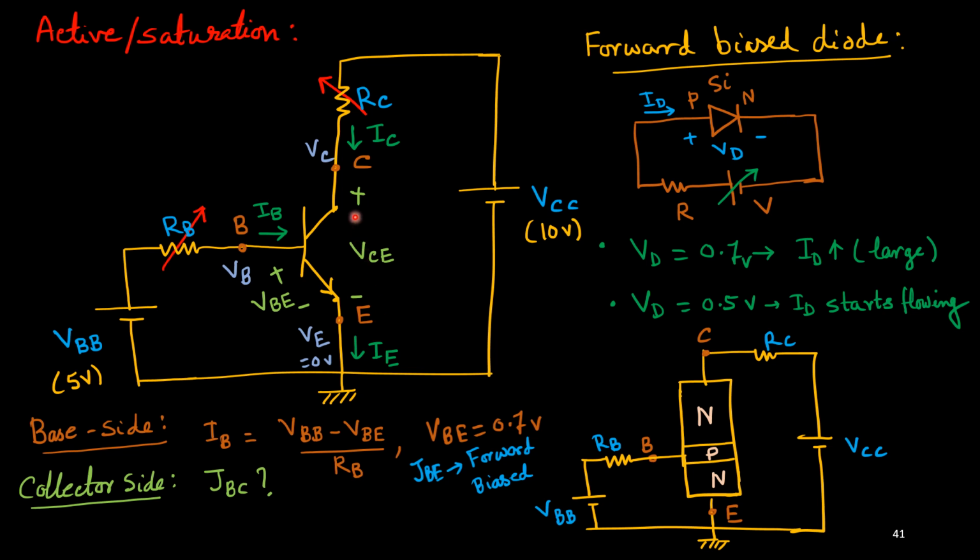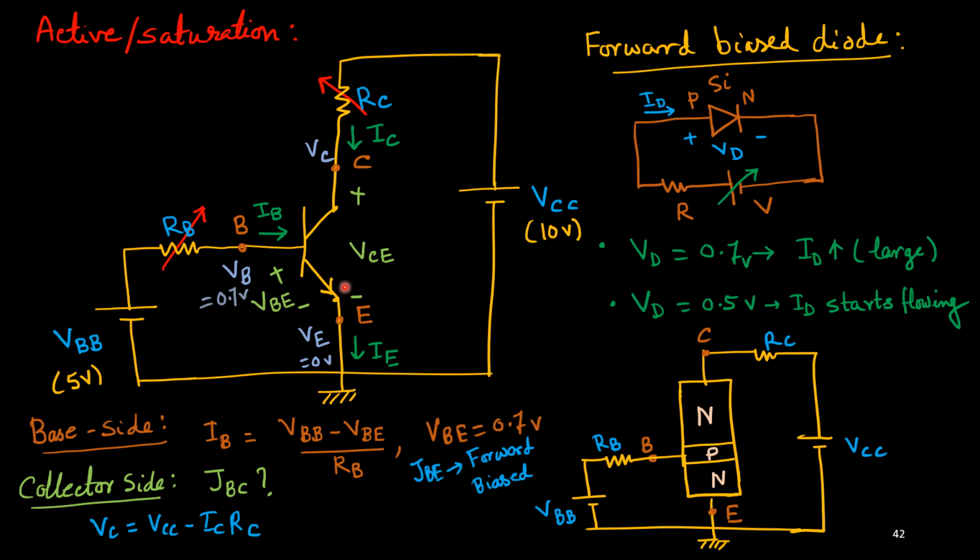Now we can consider the collector side, this side. In the collector side, we need to understand the collector-base junction, whether it is forward biased or reverse biased. You know that if the base-collector is reverse biased, then it will be in active region. But if the base-collector is forward biased, then it will be in saturation region. Now how to understand whether this junction is forward biased or reverse biased? That's the main important concept here.